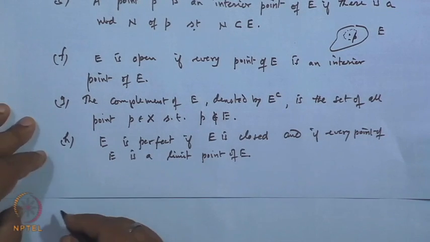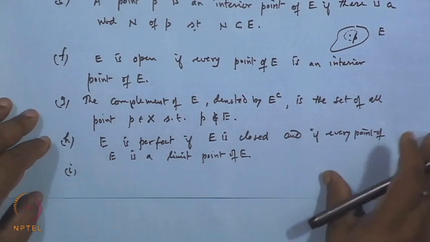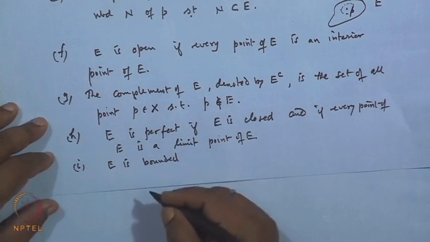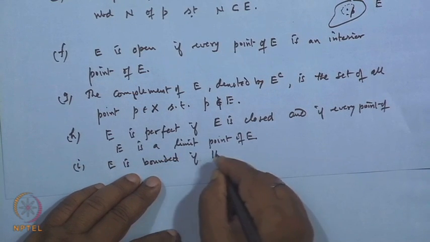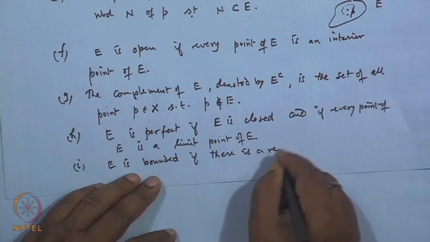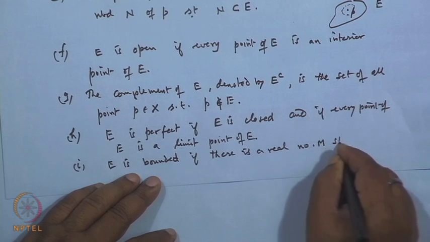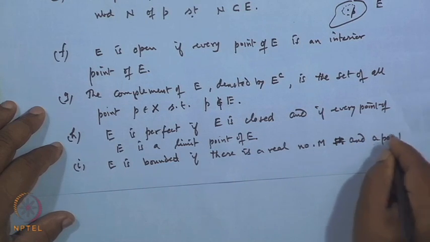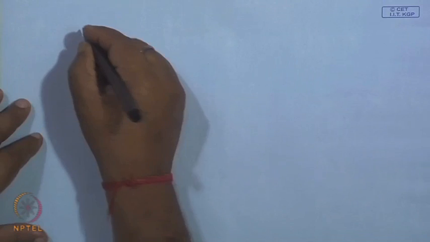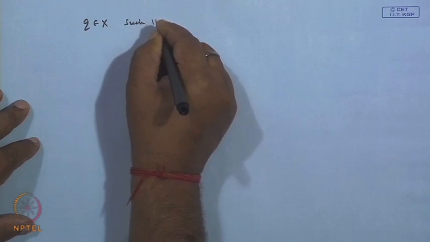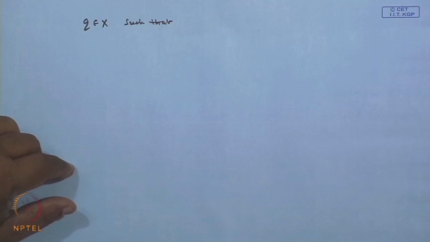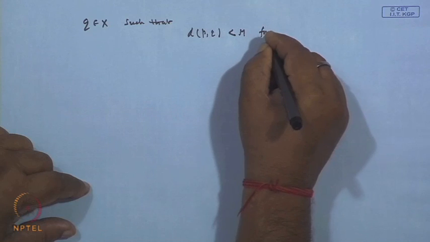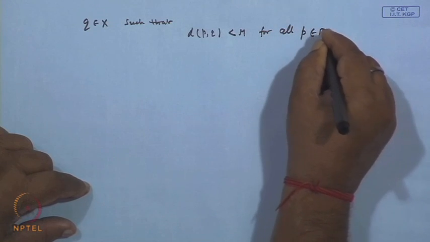I, a bounded set we have already discussed. So, a set is said to be bounded if there is a real number m and a point q belonging to X such that the distance between P and Q does not exceed m for all P belonging to E.